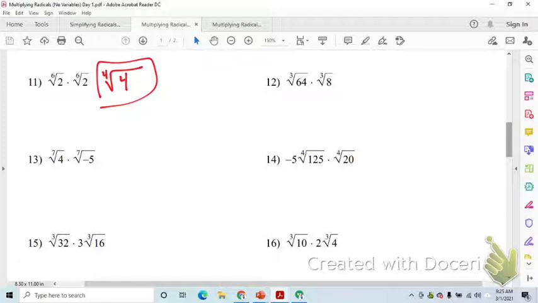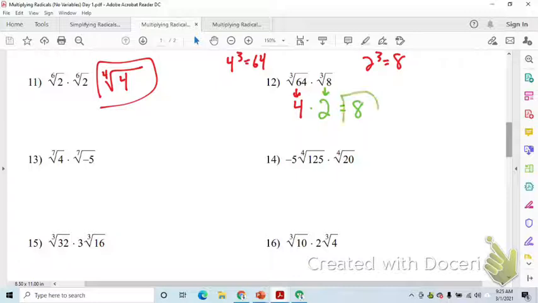Now, this next problem, number 12, is very, very, I'm going to call it fun, and you can laugh or whatever, but I think it is. We know that 4 to the third power is 64. We also know that 2 to the third power is 8. So, what is the third root of 64? That's just a 4 right there. What is the third root of 8? That is 2. And what is 4 times 2? Well, that's 8. Now, that's all you have to do on that one. You get a whole number 8.